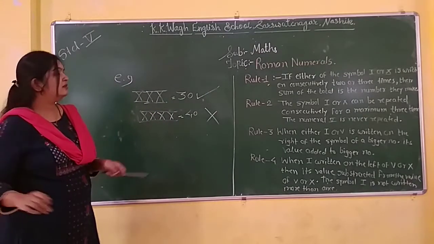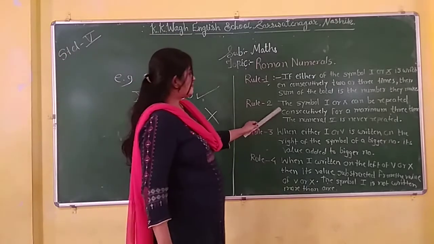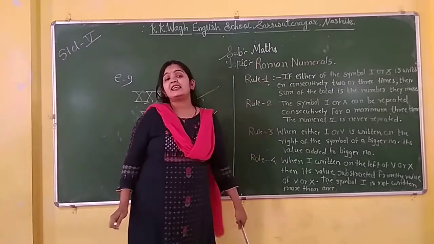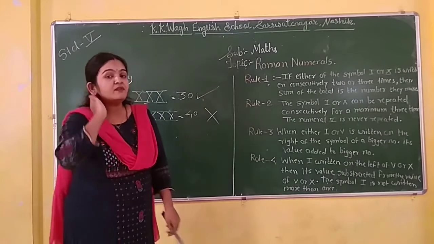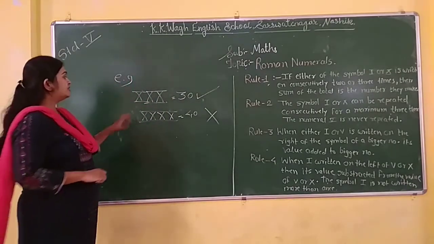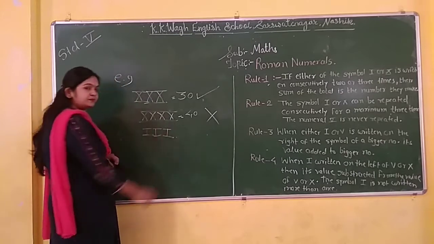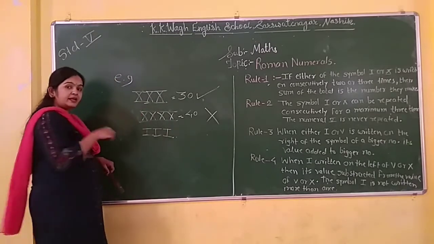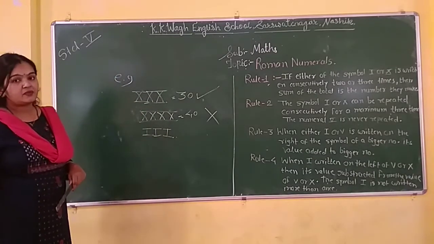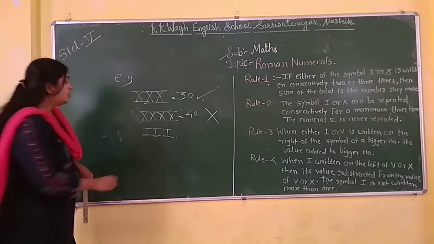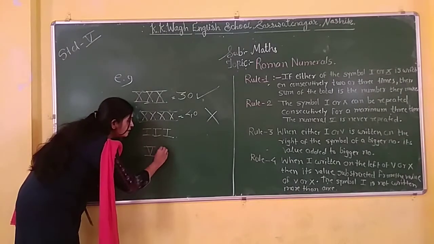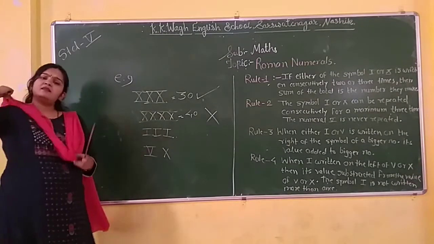Got it, everyone? Another point in this rule: the numeral V is never repeated. Just like I can be repeated 1, 2, 3 times, X can be repeated consecutively, but the numeral V is never repeated. Why is it never repeated?